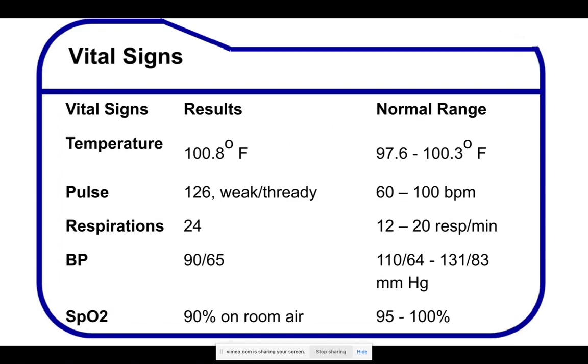His vital signs: temperature was 100.8 degrees Fahrenheit. His pulse was 126 beats per minute, which is weak. His respirations were 24. His blood pressure was 90/65, and his O2 is 90% on room air.